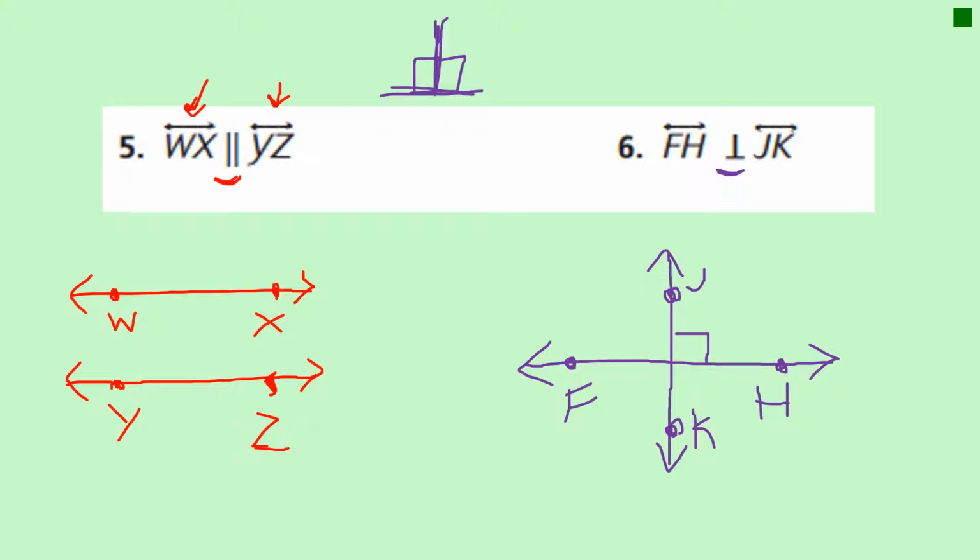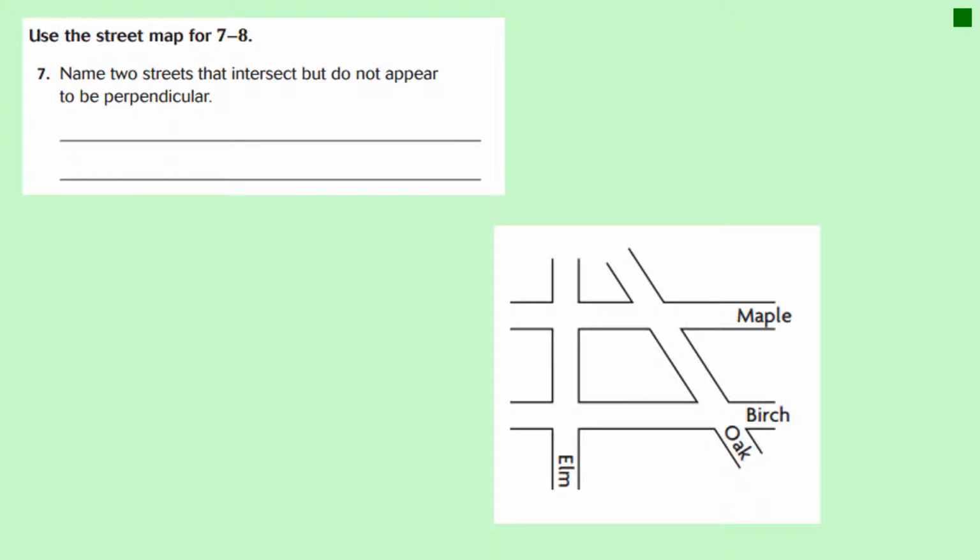All right, let's go down to the bottom of the page. It says, use the street map for 7 through 8. So I just have 7 on here, though. Number 7 says, name 2 streets that intersect but do not appear to be perpendicular.